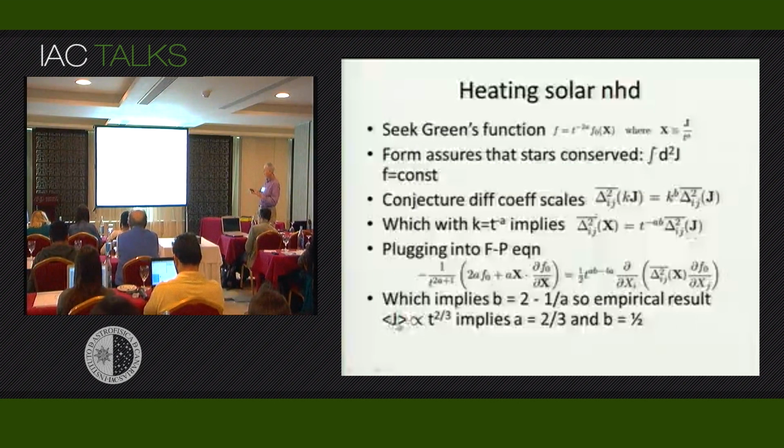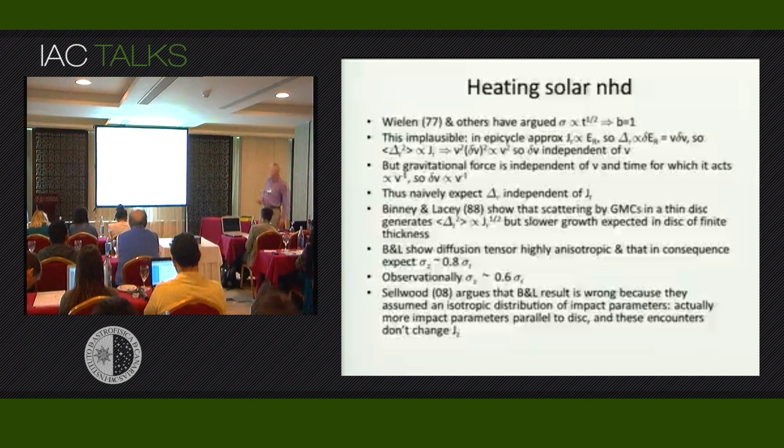So the empirical result is that the velocity dispersion squared, which we're interpreting to be the expectation value of j, goes like t to the 2/3, that's the square of t to the 1/3. That implies that a is 2/3, and that means that b is a half. That is to say that the second-order diffusion coefficient is growing like the square root of the action. This is what we have to understand. That's what the empirical result says.